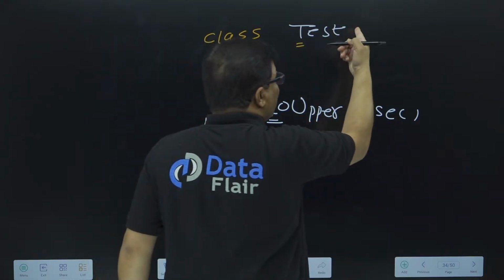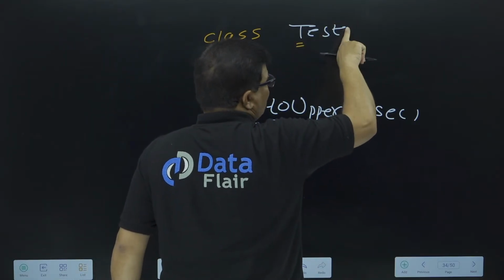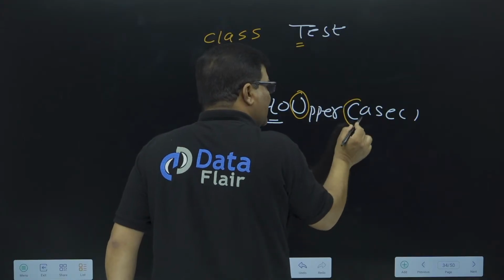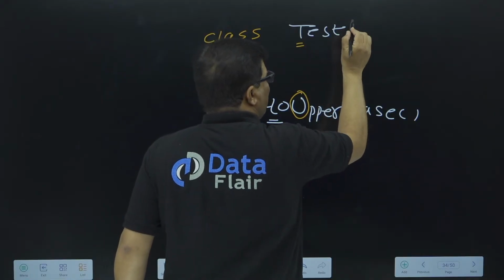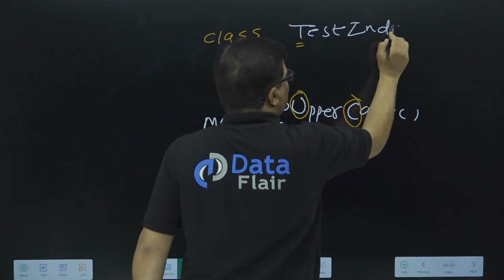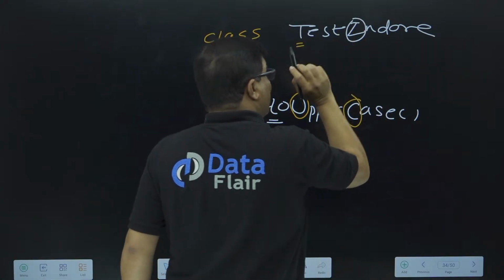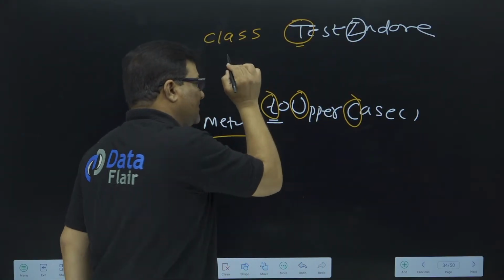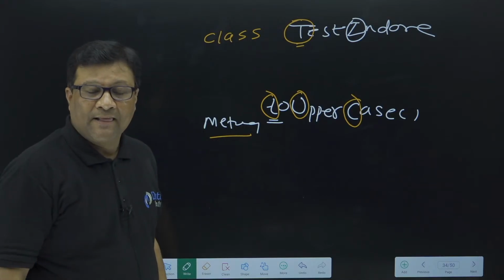But the first letter of the second word is capital in both cases. Like here, if the class name is test Indore, then we write TestIndore, with I capital. The only difference is that a class name starts with a capital letter and a method name starts with a small letter.